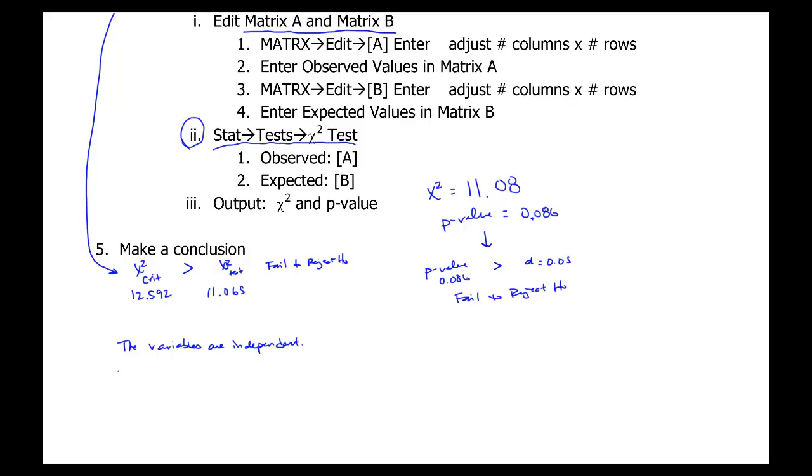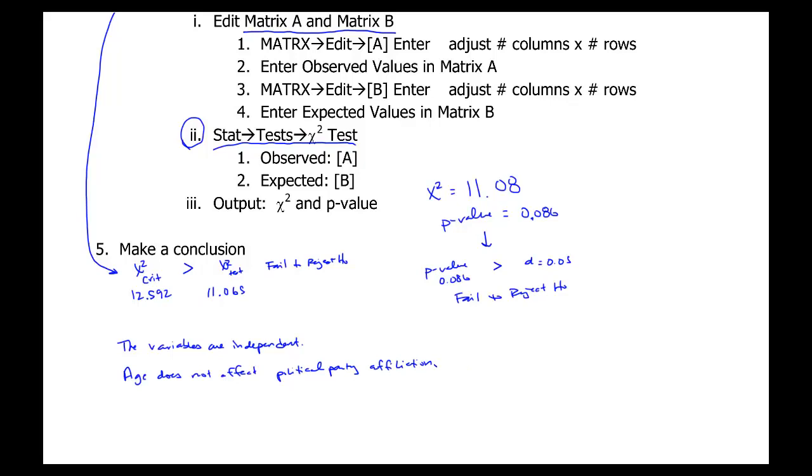And in the context of the problem, we were looking to see if age affects political party affiliation, and if they're independent, that means it does not. So age does not affect political party affiliation. And that's our conclusion in the context of the problem.